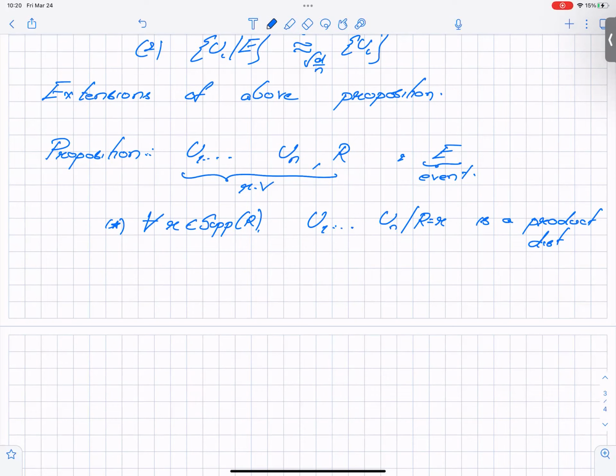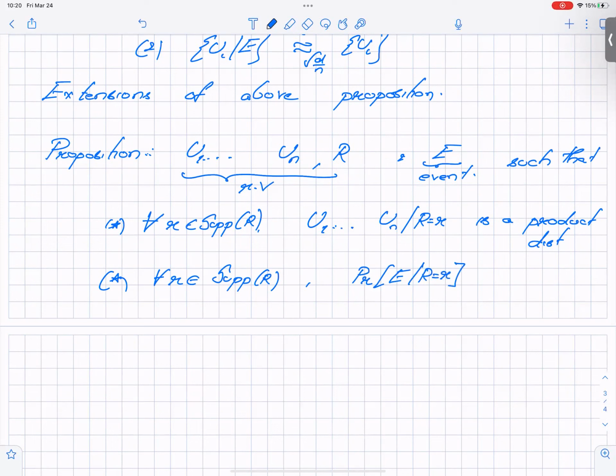And furthermore, for all r in the support of R, we had that the probability of E conditioned on R equals r was greater than 2 power minus something. So basically, this says that if you condition on the event R equals r and look at the world going on, this is exactly the previous problem. R is some random variable for now. I think it's going to be the same R which we will be talking about, or some slight modification. It will be almost the same R.